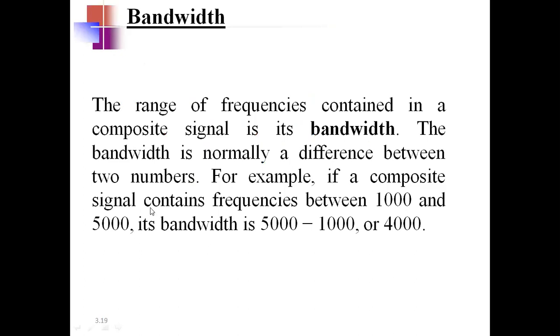Now there is one more term which is called bandwidth. Bandwidth is basically the range of frequencies which are contained in a composite signal. Range of frequency means, say, for example, in a signal we have the lowest frequency as X and the highest frequency as Y. The difference between the two we say as bandwidth. Here in the example, if a composite signal contains frequencies between 1000 and 5000, its bandwidth is 5000 minus 1000, or we can say the bandwidth comes out to be 4000.